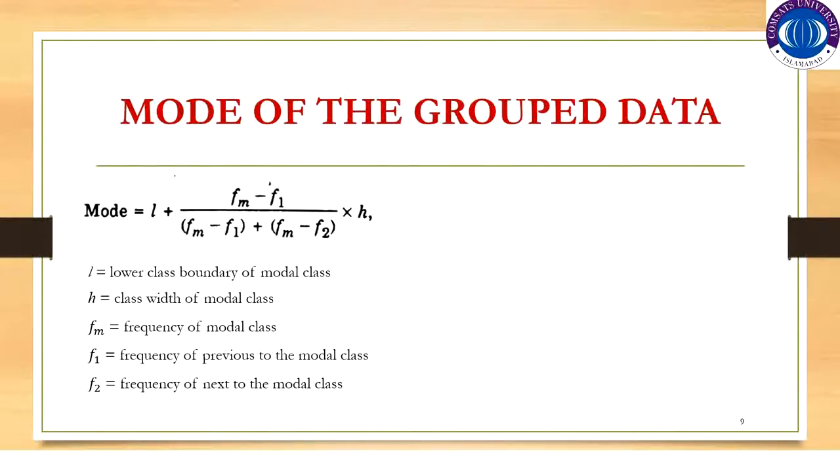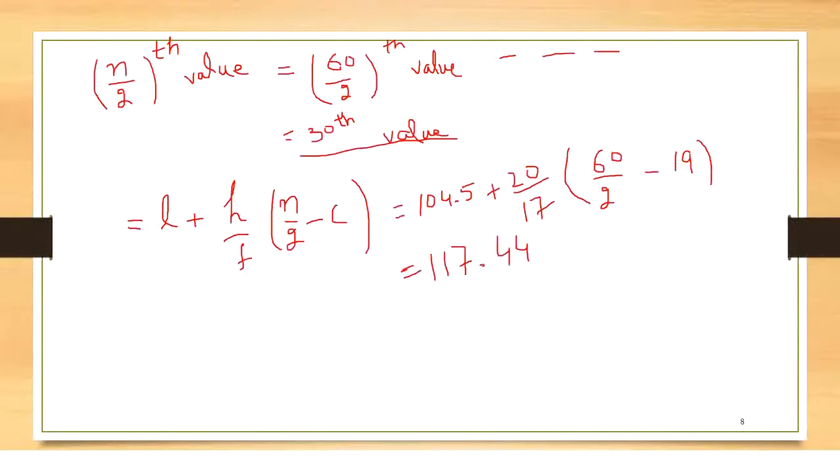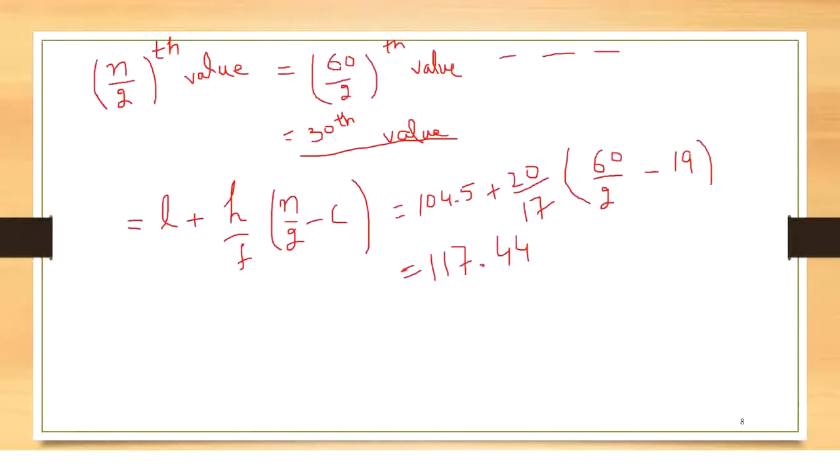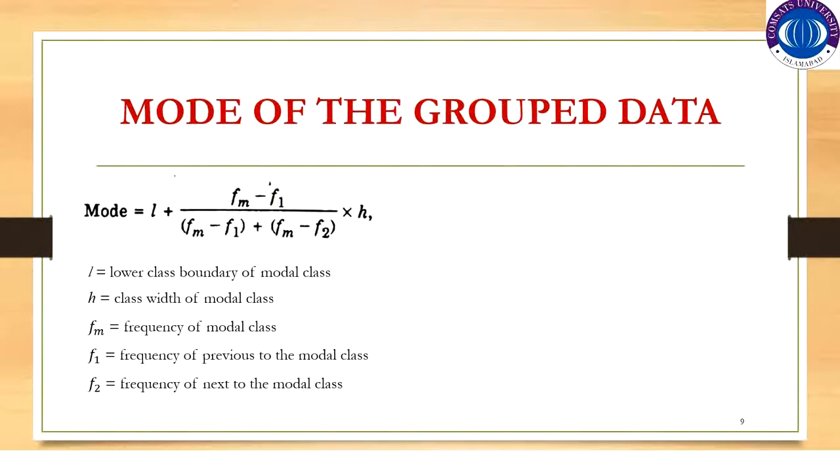Now the third measure, which is the mode of the group data. As we have seen in the previous measure, which is median, first we calculate the median class. Then the lower class boundary of the median class represented by L, frequency, height, and cumulative frequency of the previous class. Same is here. When we have to calculate the mode of the group data, first we have to select the modal class, and then we will come back to the formula and see what these represent.